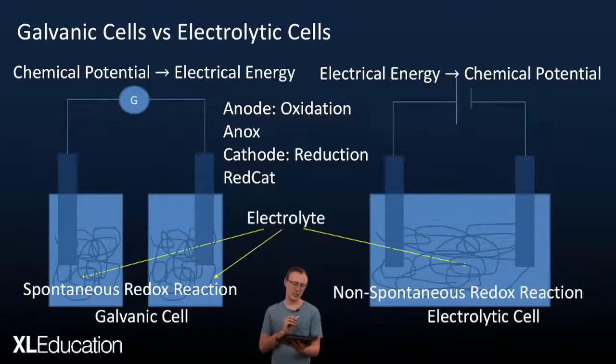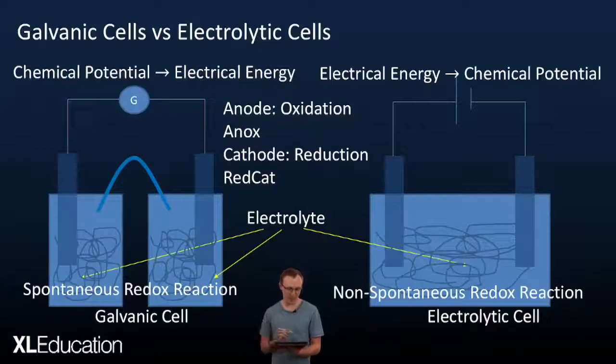What's similar to both of them is they both have electrolytes. Now again, an electrolyte is a liquid that has ions in it. So ions, they're positively and negatively charged particles, and this allows charge to move through the liquid. Then, what makes galvanic cells a little bit more unique is that they have salt bridges, whereas electrolytic cells do not have salt bridges.